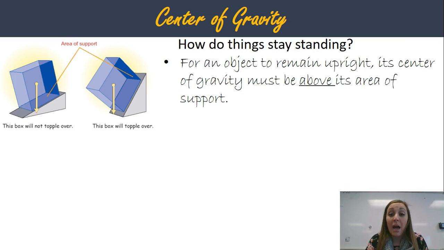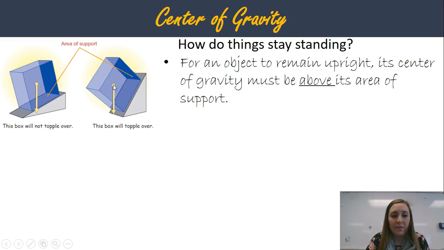For an object to remain upright, its center of gravity must be above the area of support. If we look at this picture, this is a symmetrical object, so the center of gravity is right in the center. And if you draw a straight line down and there's support there, then it's going to stay standing.